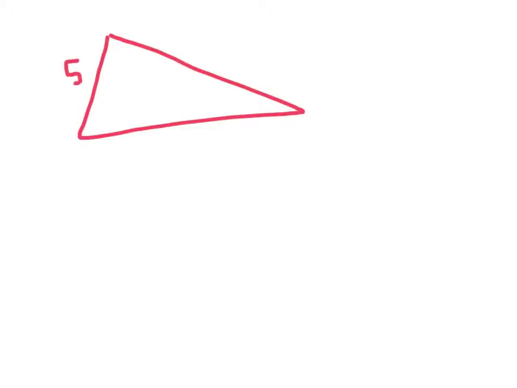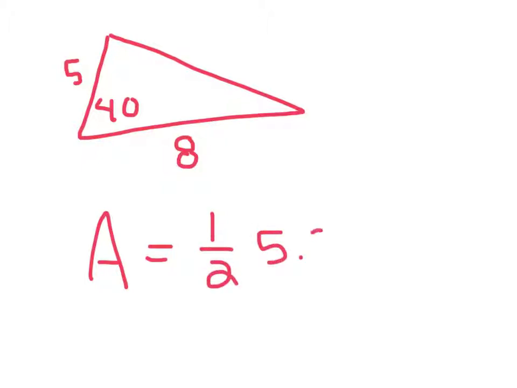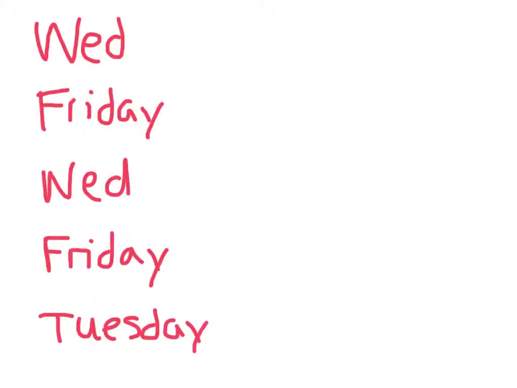If you're given a side angle side situation where you have a triangle like this, let's say this is 5 and this is 8, and that's a 40-degree angle, and you want to find its area, it's just area equals 1/2 of 5 times 8 times the sine of 40. Get your calculator, let it do the work. We are definitely getting down to the wire here for days left.